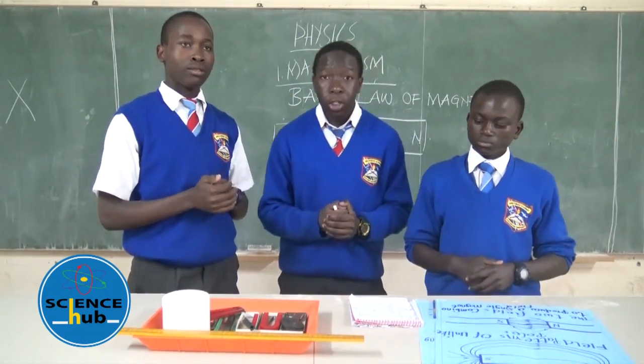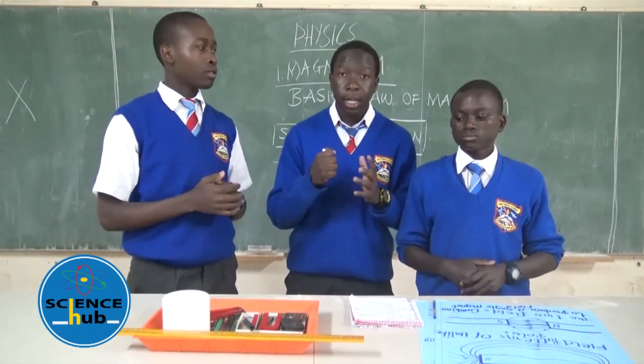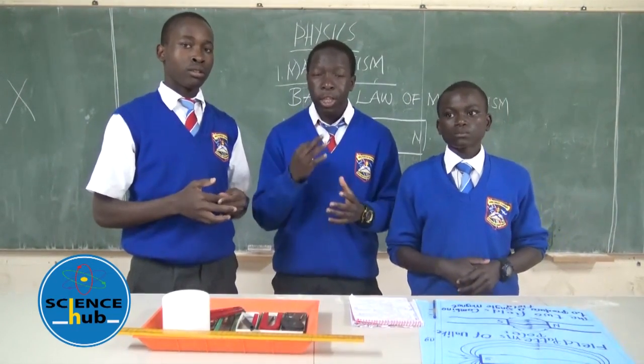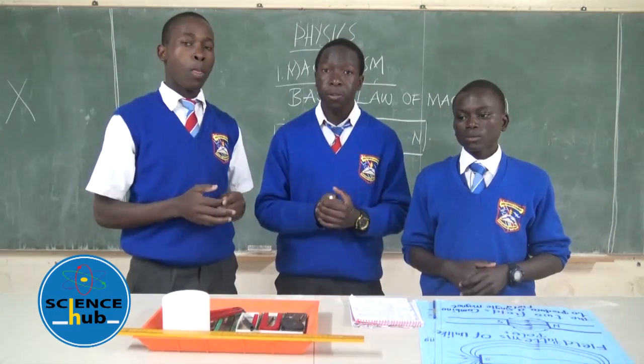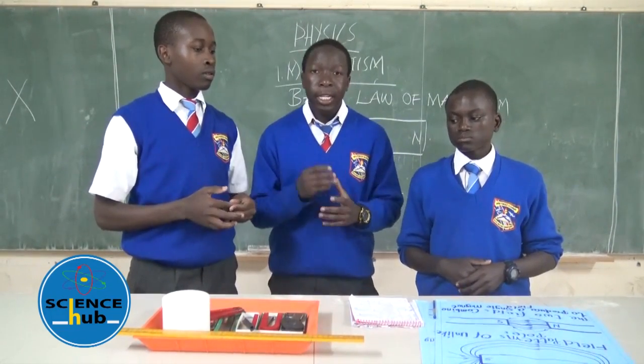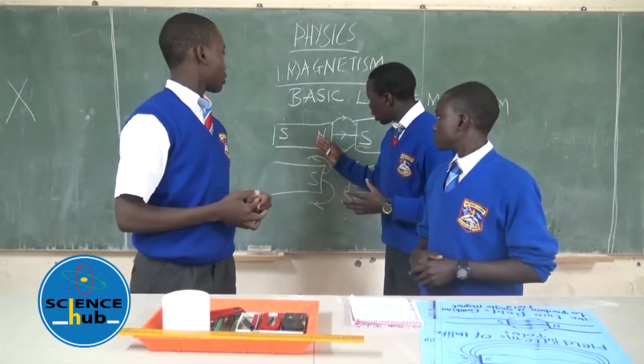Okay, we shall also get to know more about the characteristics of these magnetic fields. We have three main characteristics of the magnetic field. One of them is that the magnetic field tends to move from the north pole to the south pole.